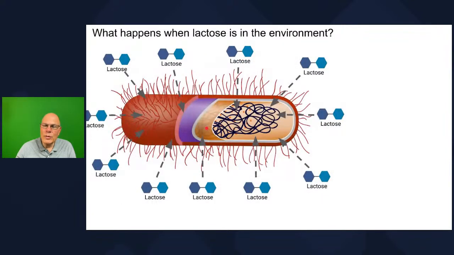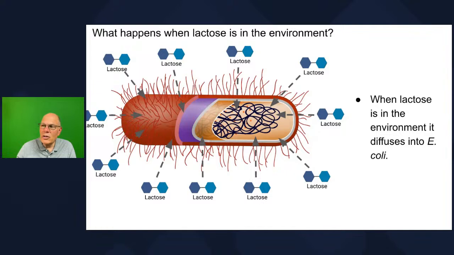So what happens when lactose is in the environment? Again, what does that mean? That means that it's in your gut and you take a drink of milk. The sugar in milk is lactose. And this, by the way, has nothing to do with lactose tolerance or intolerance or something like that. This is about E. coli and what it digests, not what you can digest. So when lactose is in the environment, it diffuses into E. coli.